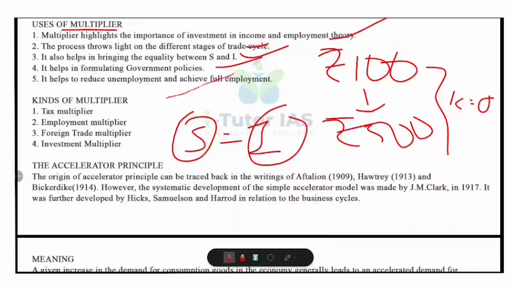Then, what is the next use of multiplier? It helps to reduce unemployment and achieve full employment. By increasing investment in productive projects, the multiplier creates more jobs directly and indirectly. So this helps the economy move towards full employment. For example, investment in housing or transport sectors creates both direct jobs and demand for related industries.